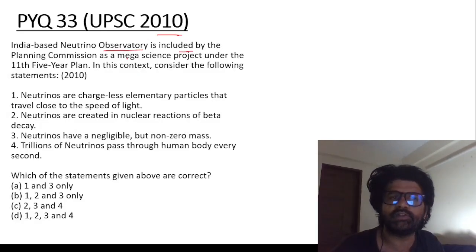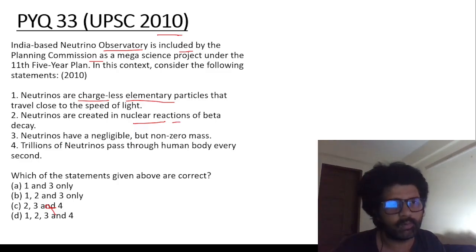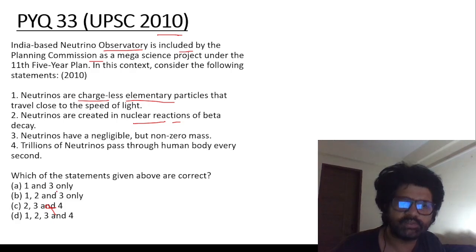India-based neutrino observatory is included by the Planning Commission. So neutrinos are chargeless elementary particles. Yes, sir, the first is correct. Created in... now let's say you don't know the second, forget about it. They have negligible but non-zero mass, I've told you. So the third is correct.